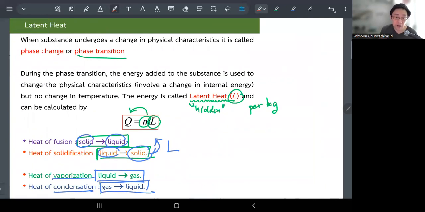It's the heat during the phase transition per kilogram. Okay, so you can calculate the amount of energy by using just M times L, and you are done. Okay, so this is a hidden latent heat.